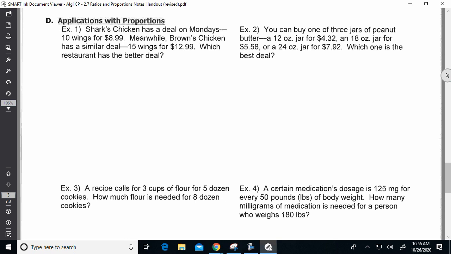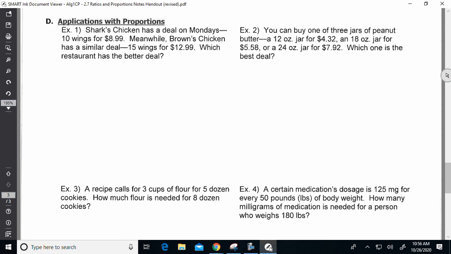So let's start with figuring out a best deal. When you're figuring out whether something is a better deal, you're looking for how much does it cost to get one of that item. And of course, a better deal is what's costing you less money.